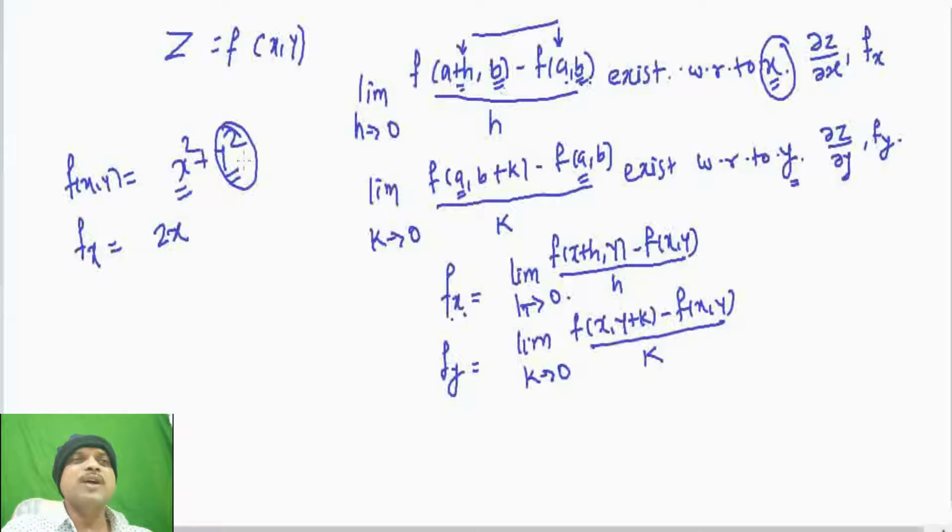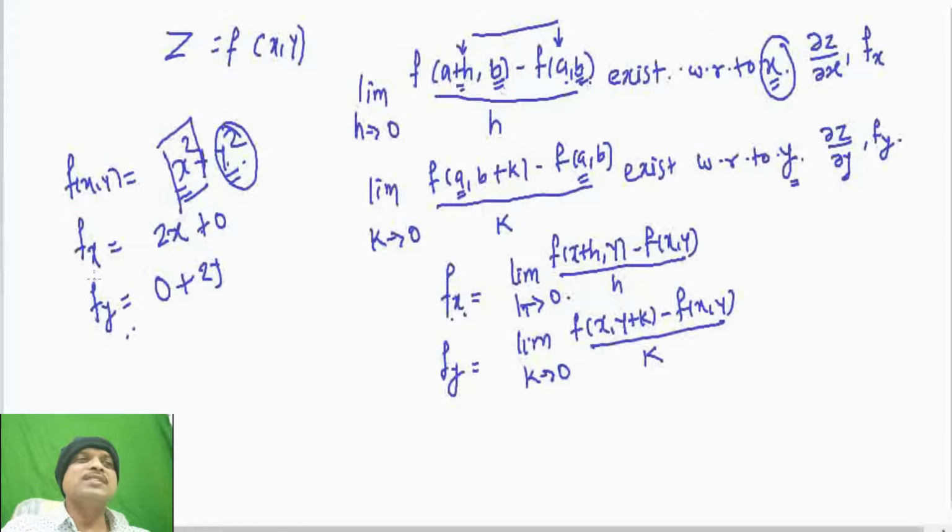I am treating this y as a constant, and we know the derivative of y is 0. Similarly, when I calculate the derivative with respect to y, I will treat this x square as a constant term, and the derivative of a constant is 0. So the derivative of y square with respect to y, as with x, will be 2y.